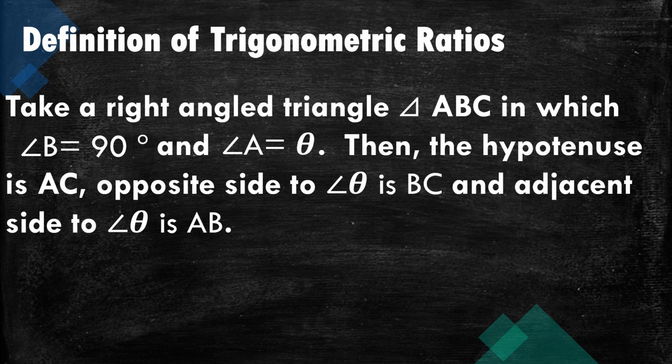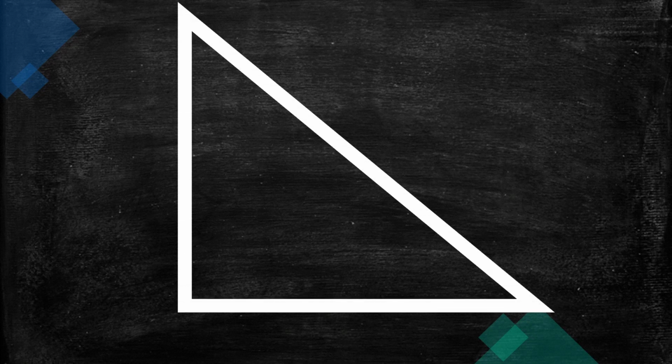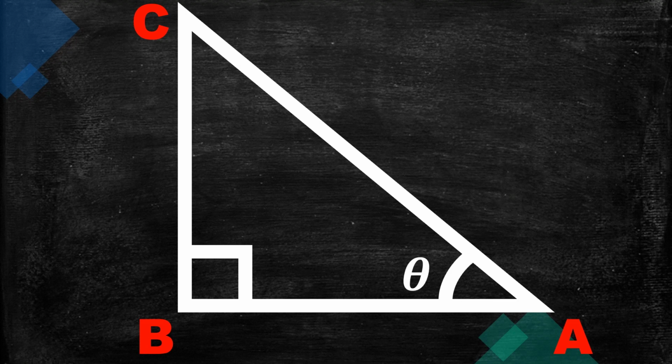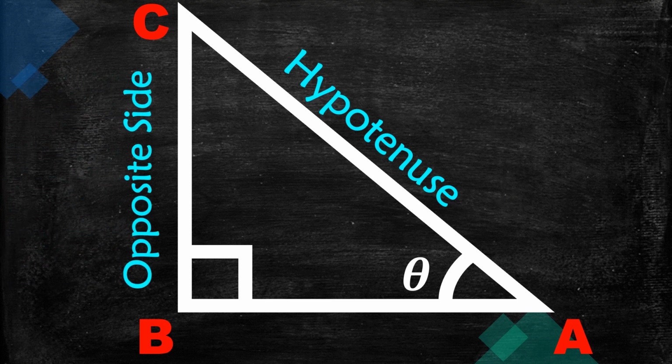Definition of trigonometric ratios. Take a right angle triangle ABC in which angle B equals 90 degrees and angle A equals theta. Then the hypotenuse is AC, the opposite side to angle theta is BC and the adjacent side to theta is AB. Look at the figure. In the figure, right angle at B, the side opposite to the right angle is the hypotenuse. Angle A equals theta, the side opposite to theta is BC, the opposite side, and the side adjacent to theta is AB.